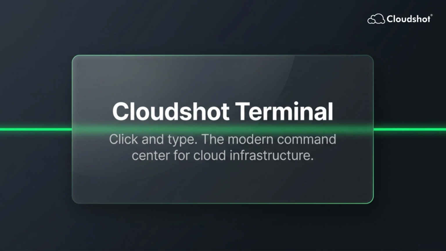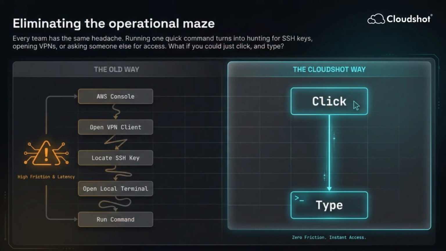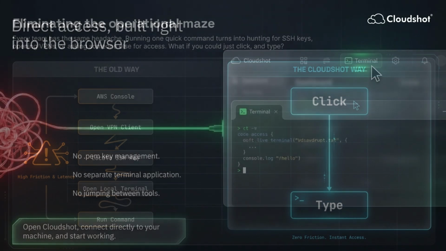Every single team we talk to has the exact same headache. You just need to run one single tiny command on a server, and suddenly, you're on this massive scavenger hunt for an SSH key, you're wrestling with a VPN, or let's be honest, you're just begging a coworker to do it for you. But what if you could bypass all of that? What if you could literally just click and type?